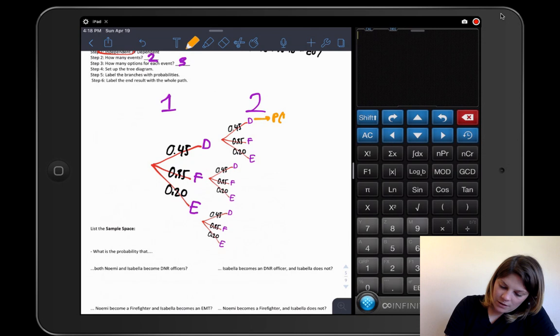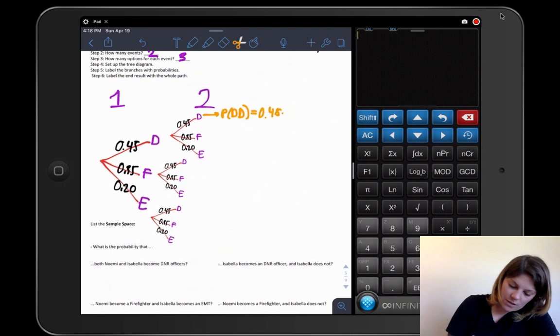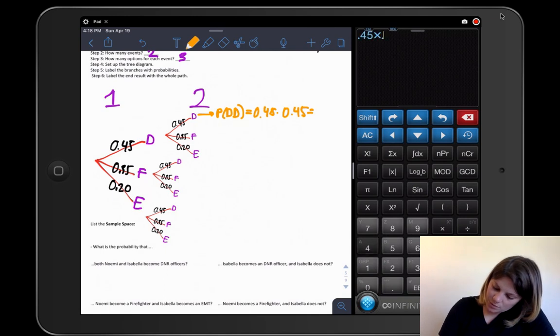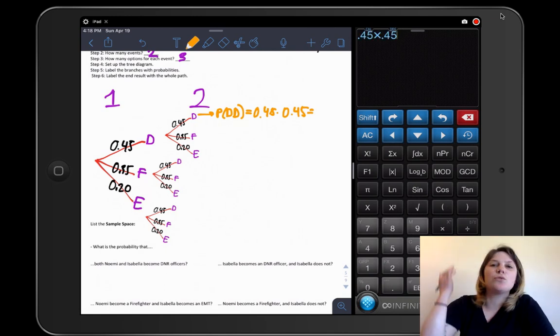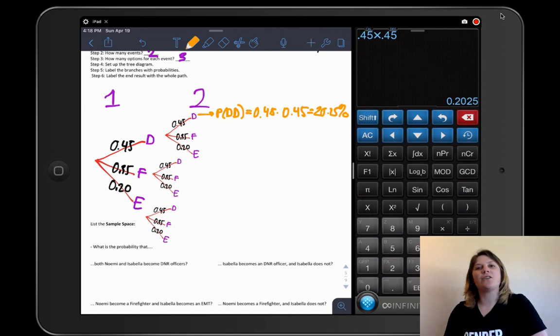P, D, D, that would be 0.45 times, running out of space here. Move everything over. There we go. Times 0.45. So 0.45 times 0.45. See how much easier that is than having to do 45 over 100 times 45 over 100? You're welcome. And that's 20.25, 20.25% is our final answer.